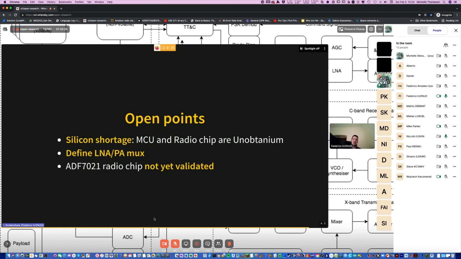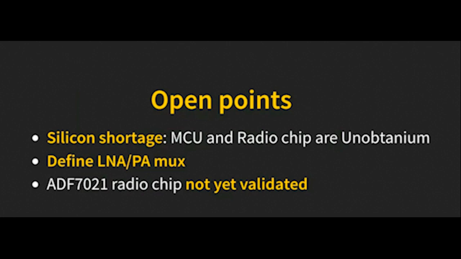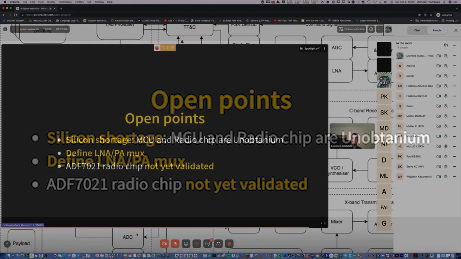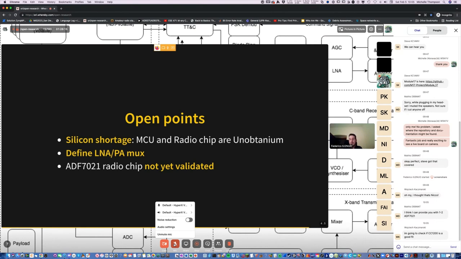And finally, here are the three open points, which are questions to which we haven't found an answer yet. The first of all is the silicon shortage problem. That causes the microcontroller we have selected and the radio chip to be really hard to obtain. And this has discouraged us to commit to complete the schematic and to do production, because if we cannot buy one of the two main chips, we cannot even build the final prototype.